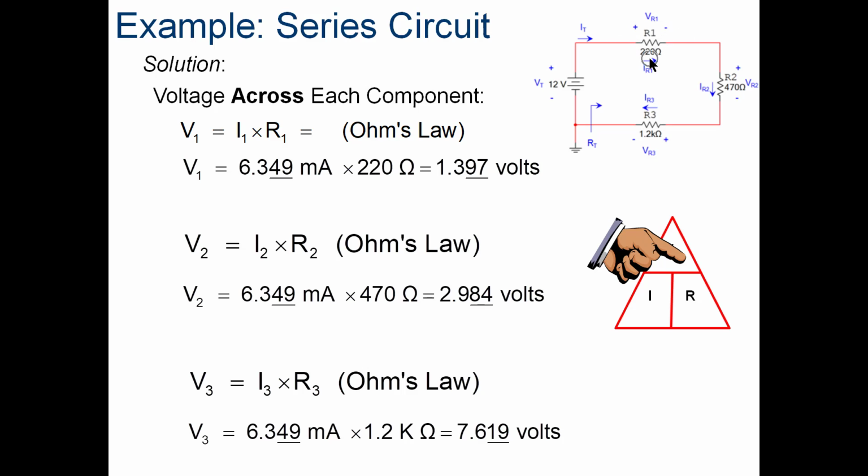Now let's pause for a second and talk about this. Notice the voltage drop was proportional to the resistance. R1 is the smallest resistor, lowest value. It has the lowest voltage drop. R2 is next. R3, the biggest resistor at 1200 ohms, has got the biggest voltage drop. So that voltage drop is proportional to the size of the resistance in the series circuit.